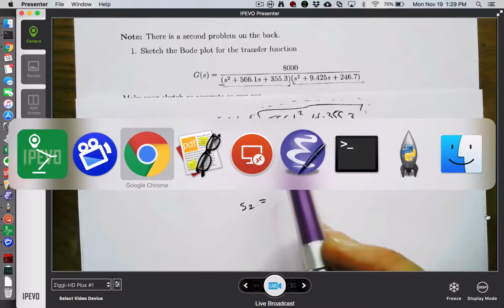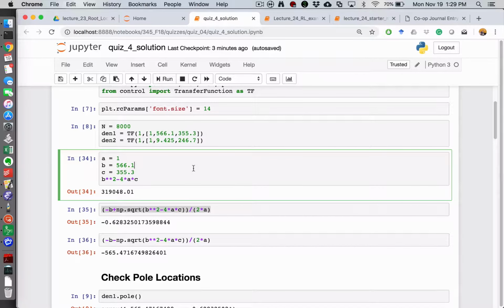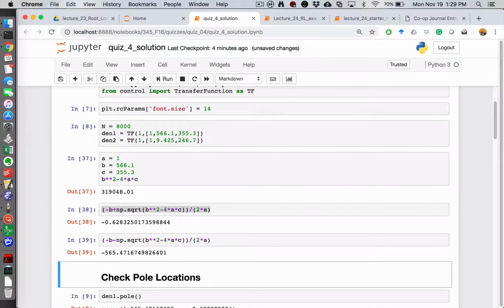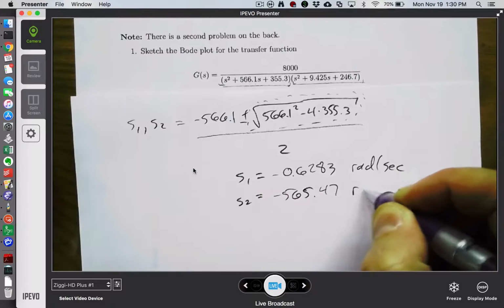So I'm going to flip over to Python a second. I've got this ready to go. So if I define A, B, and C as we just discussed, then it turns out that b squared minus 4ac is in fact a positive number, so we will in fact have distinct real roots, and those are the actual root values. So S1 is negative 0.6283, and S2 is negative 565.47. Both of those are in radians per second.